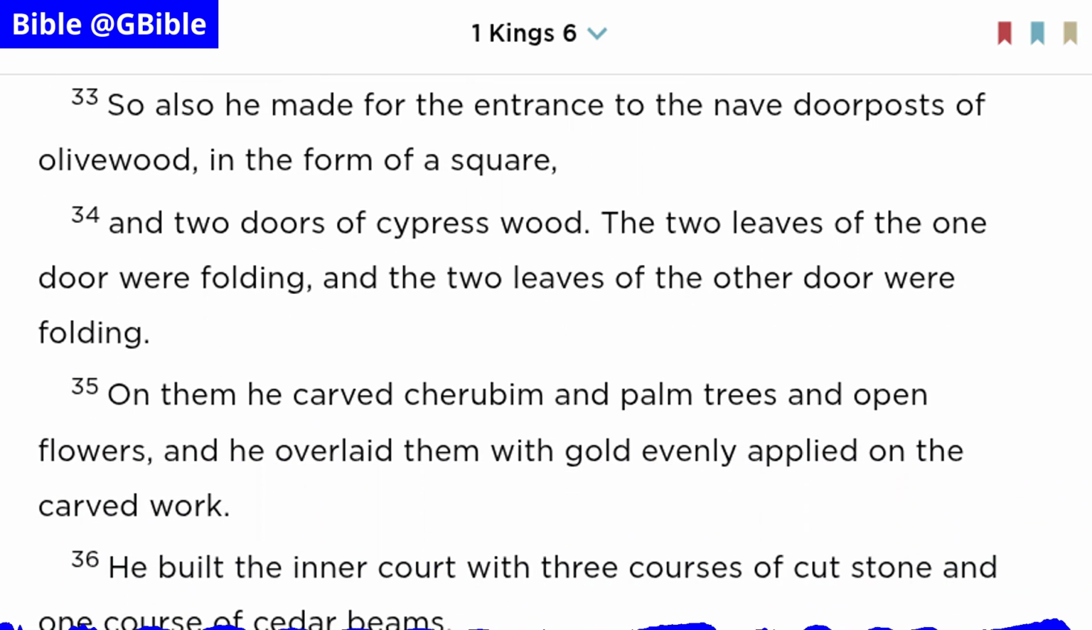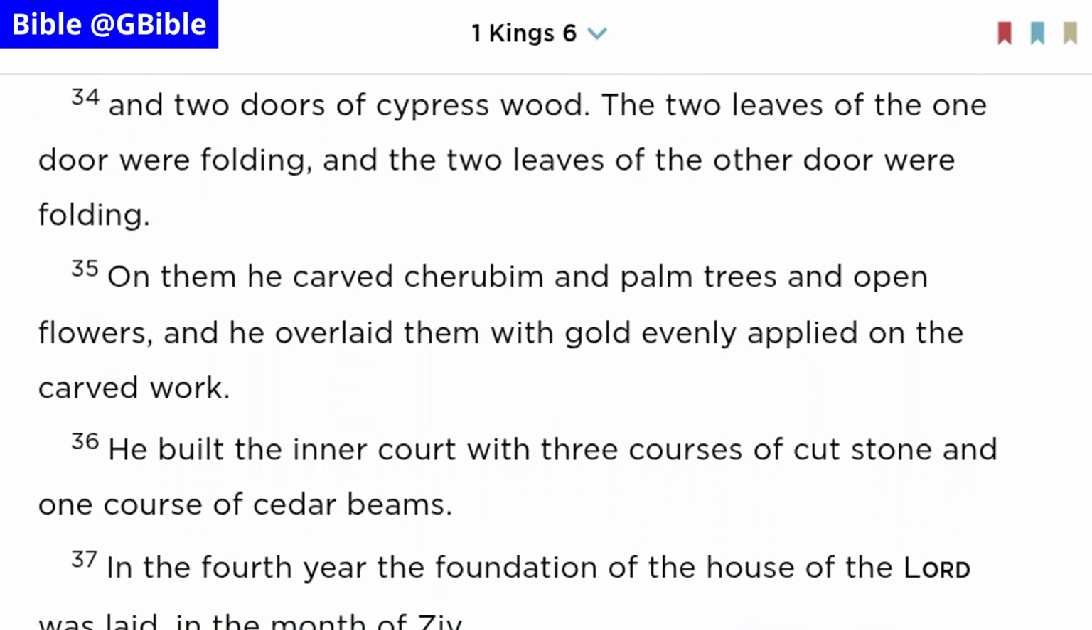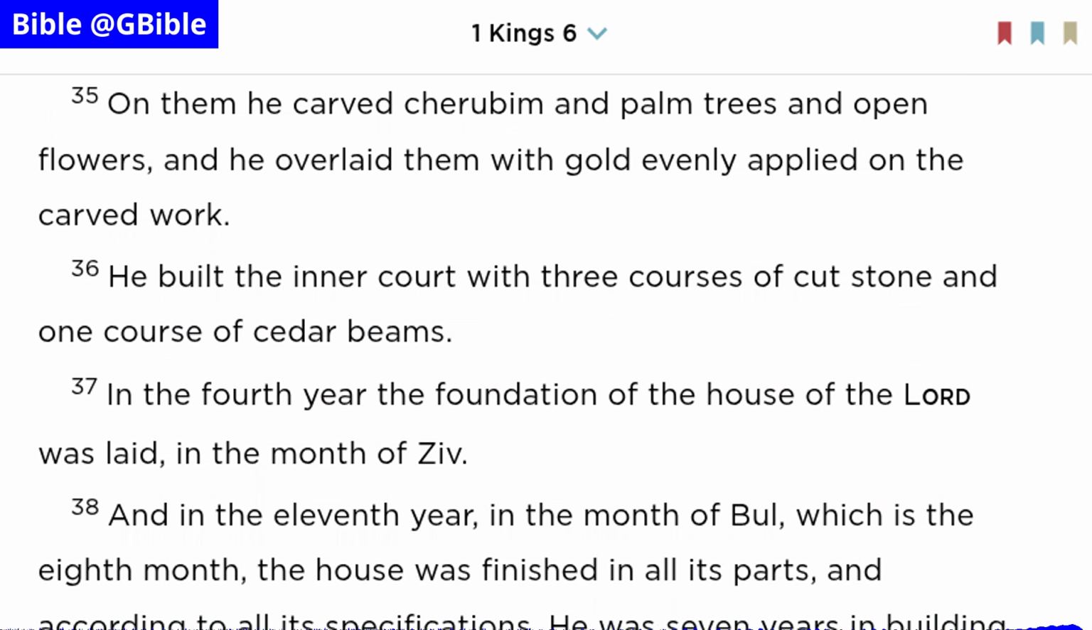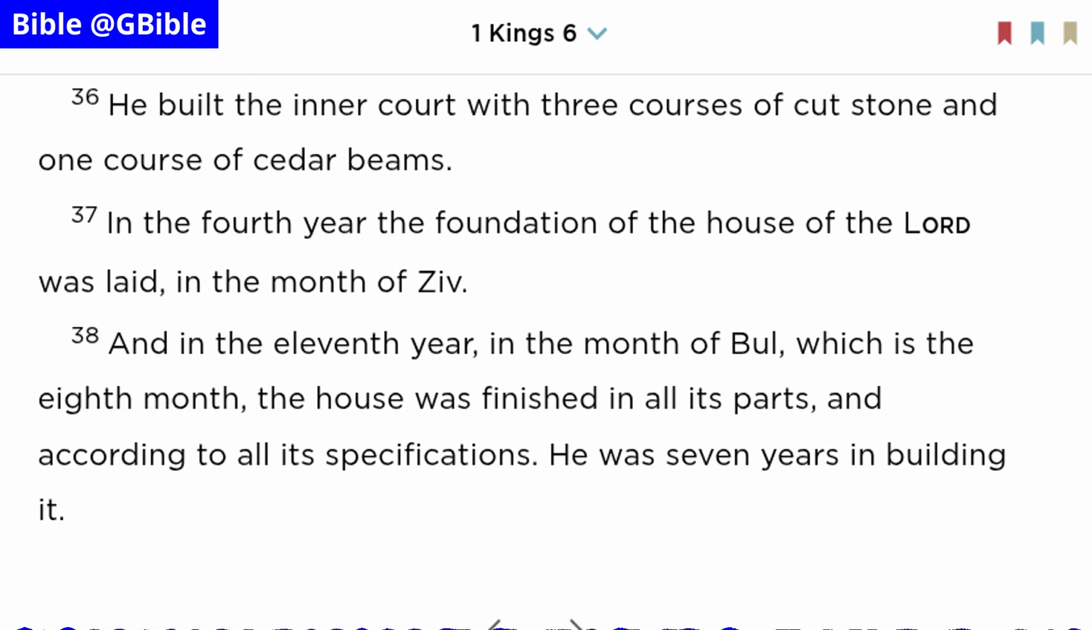So also he made for the entrance to the nave doorposts of olive wood in the form of a square, and 2 doors of cypress wood. The 2 leaves of the one door were folding, and the 2 leaves of the other door were folding. On them he carved cherubim and palm trees and open flowers, and he overlaid them with gold evenly applied on the carved work. He built the inner court with 3 courses of cut stone and 1 course of cedar beams.